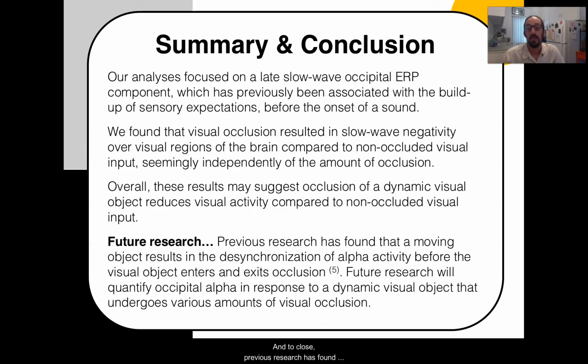To close, previous research has found that a moving object results in the desynchronization of alpha activity before the visual object enters and exits occlusion. Future research will quantify occipital alpha in response to a dynamic visual object that undergoes various amounts of visual occlusion.